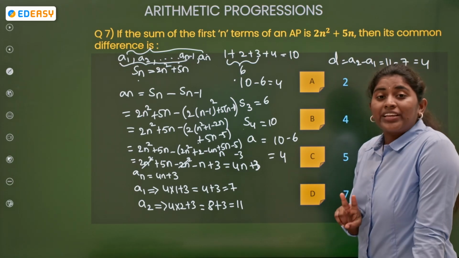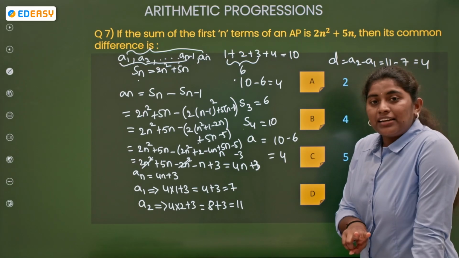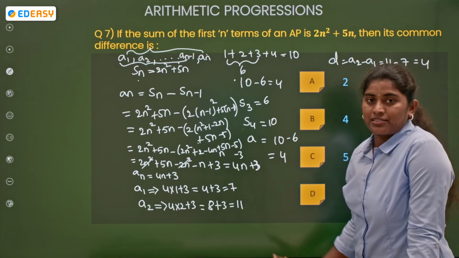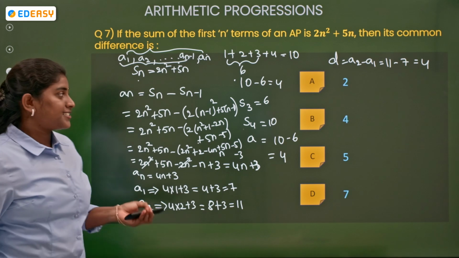In order to get two consecutive terms of your AP, for that reason, we are finding the an value first. Yes. Nice. Let's see the next.